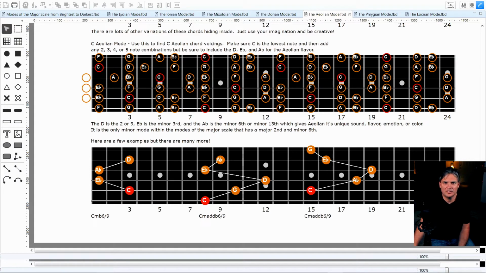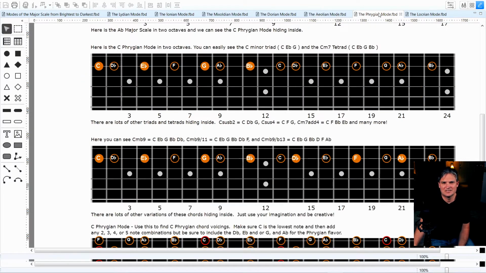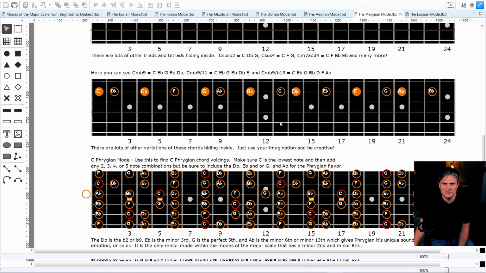Alright, then we have the Phrygian mode. Okay, the Phrygian mode, inside the Phrygian mode we have the minor triad and the minor 7. For the extensions we have the minor flat 9, add 11, and then minor flat 9, flat 13.